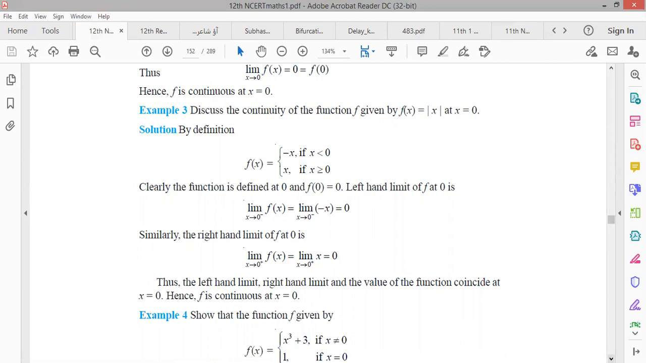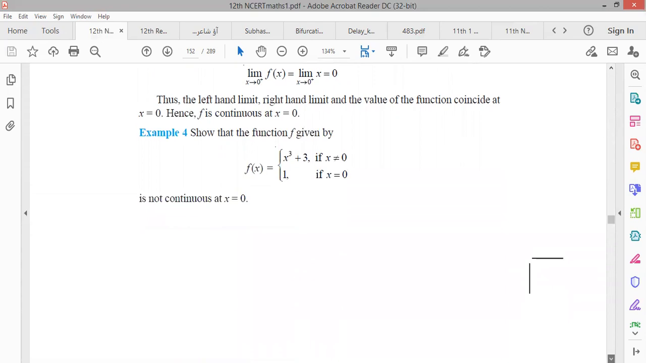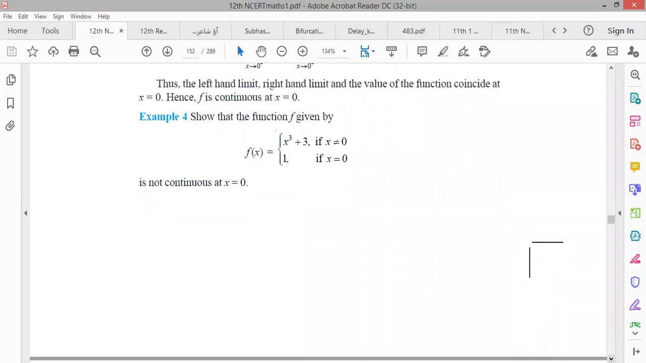Similarly, here is the next step function, that's example number 4. f of x is equal to x cubed plus 3 for x non-zero, and f of x is equal to 1 for x is equal to 0. We will check whether this function is continuous at x is equal to 0 or not.